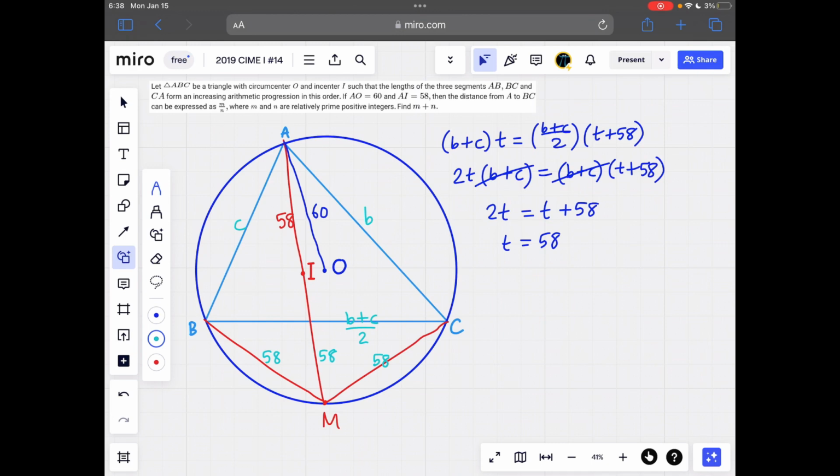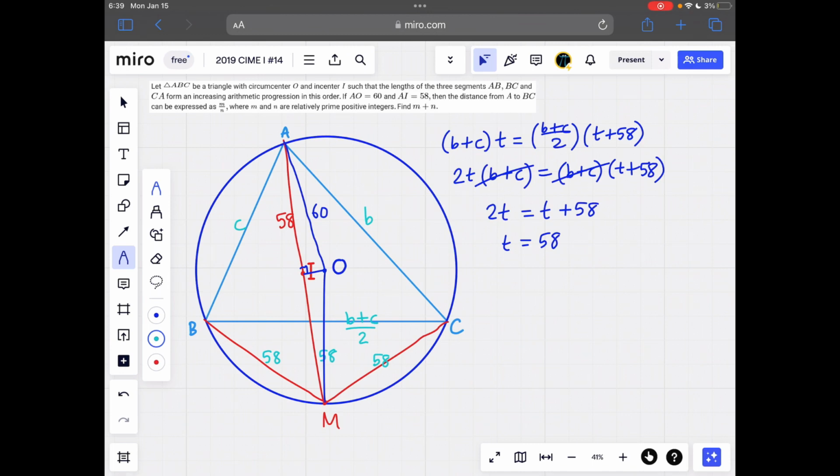But also, AO is equal to OM, because they are both radii of the circumcircle of ABC. AO and OM are both equal to 60. So triangle AOM is an isosceles triangle, and it has base AM, with I the midpoint of that base. So it only follows from here that OI is perpendicular to AM.